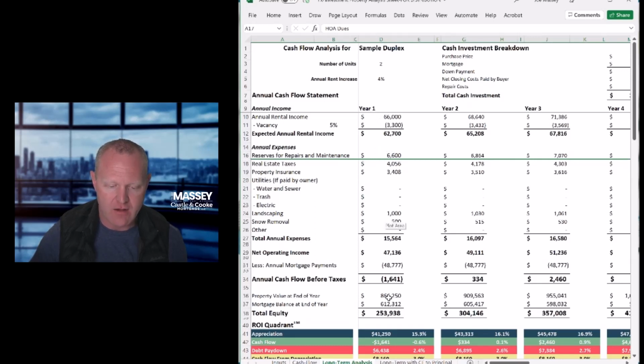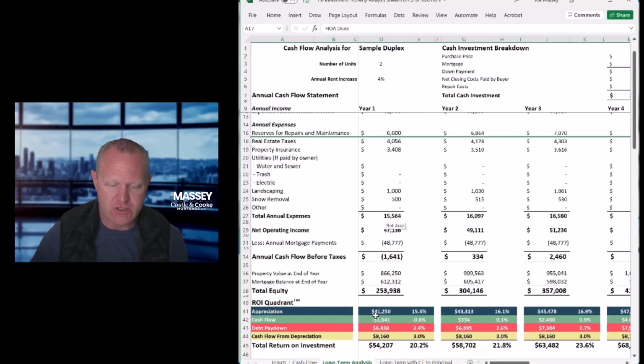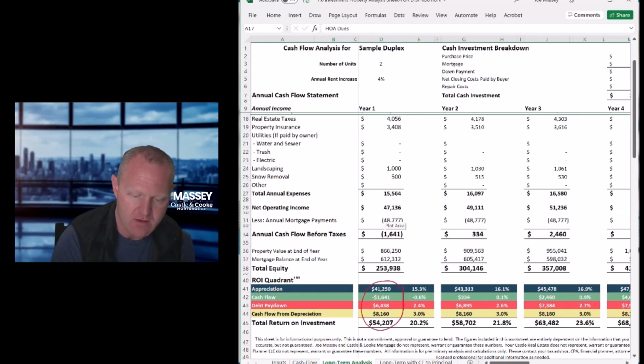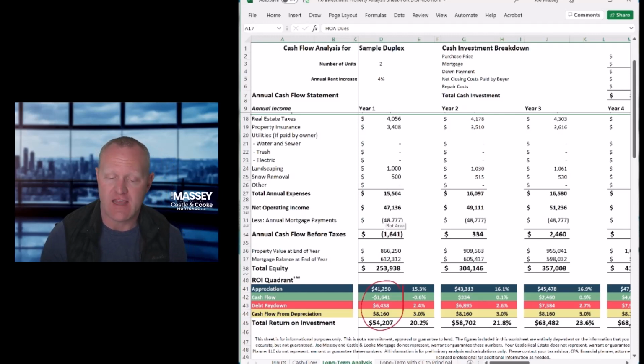And at the bottom, we've got the value of the property. We've got the mortgage balance and total equity. And then we've got appreciation, cash flow, debt reduction, cash flow from depreciation for our same return on investment quadrant right here. So all of this in column number one, this is everything that we just saw on the cash flow sheet. Now then we're going to move forward 1 year to year number two.